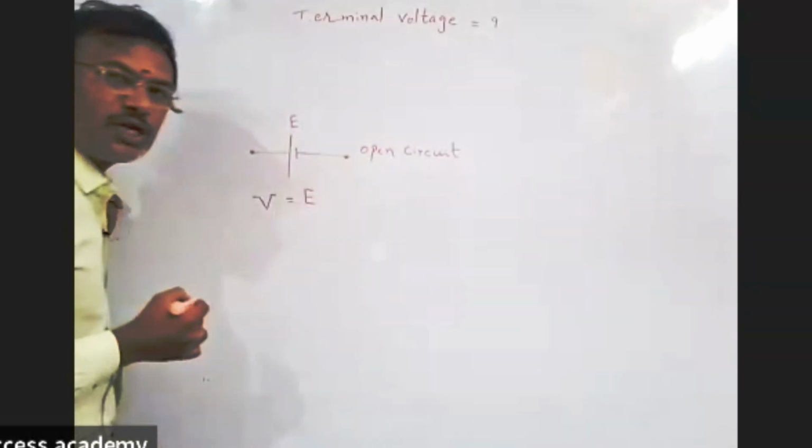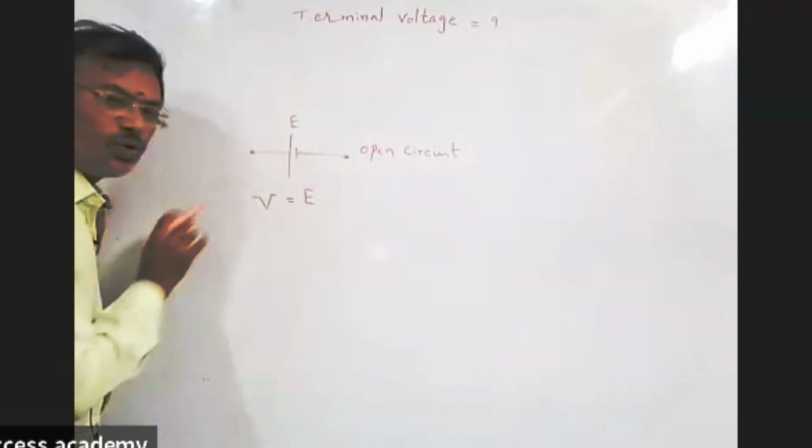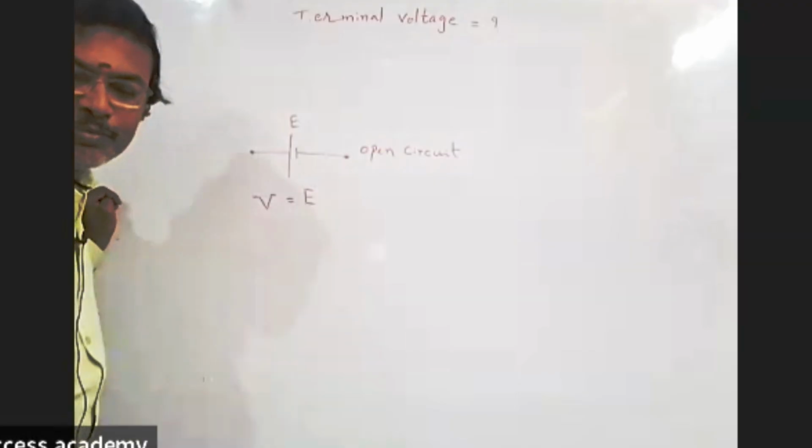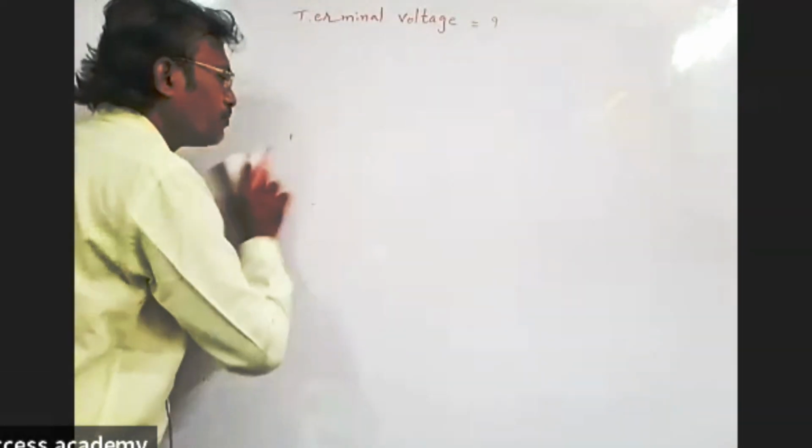When the cell is in open circuit, the terminal voltage of the cell is equal to the EMF of the cell. Just remember this. Now, here the cell is connected in the circuit. That's not open circuit. That is a closed circuit.